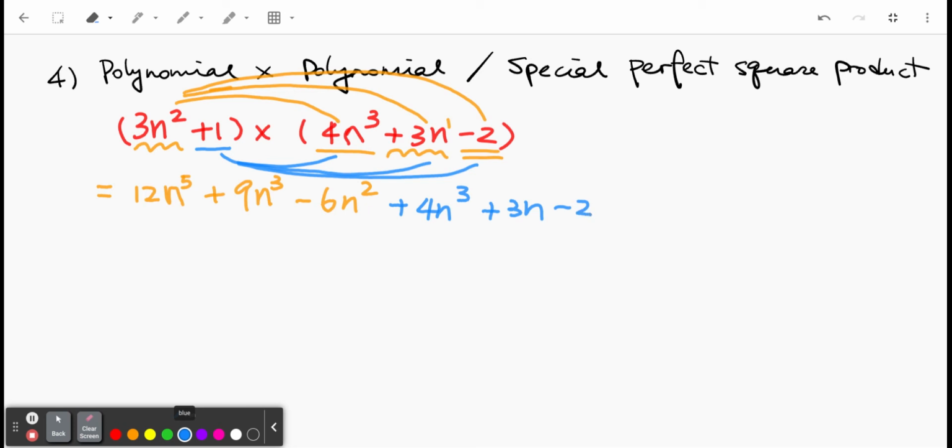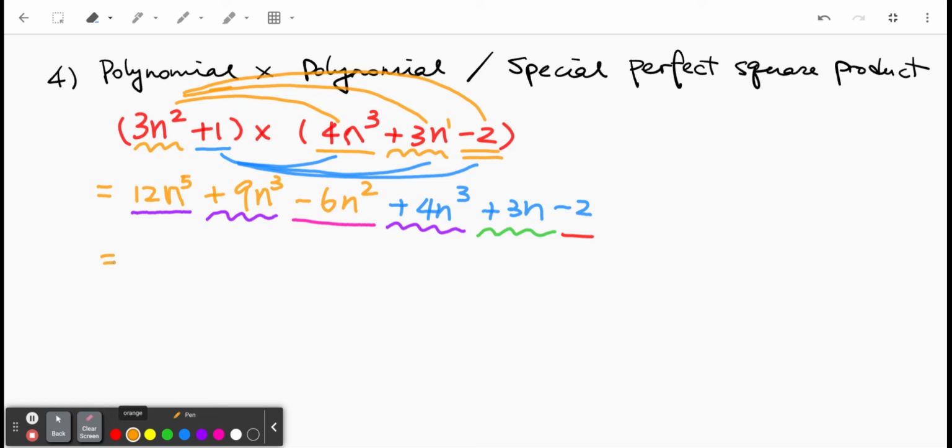All right, after you have that, same thing. Underline the like terms. 12n to the 5 just by itself. Positive 9n cubed with positive 4n cubed, n cubed, like terms. Negative 6n squared by itself. 3n by itself, and then negative 2 by itself. So sometimes you have more terms to combine, sometimes you don't. That's why it is important to underline so you will see it, visualize it.